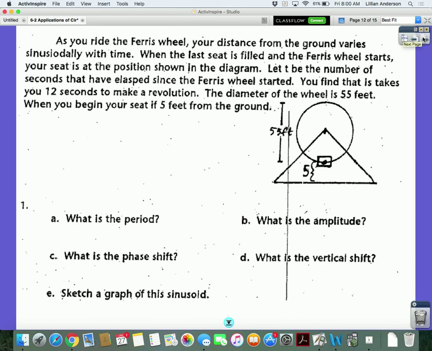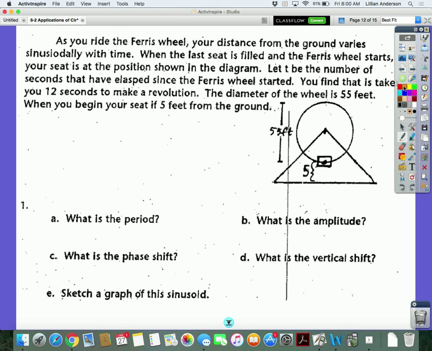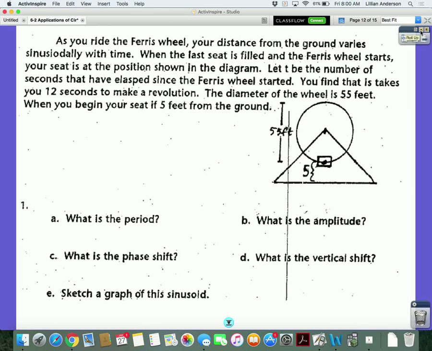Now for this Ferris wheel problem, it says that your distance from the ground varies sinusoidally with time. When the last seat is filled and the Ferris wheel starts, your position is at the seat shown in the diagram. So there's your seat right there. It says let t be the number of seconds that have elapsed since the Ferris wheel started. You find that it takes you 12 seconds to make a revolution.